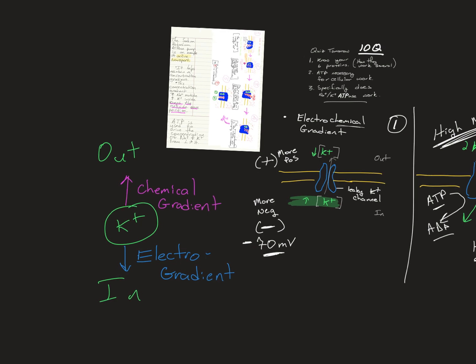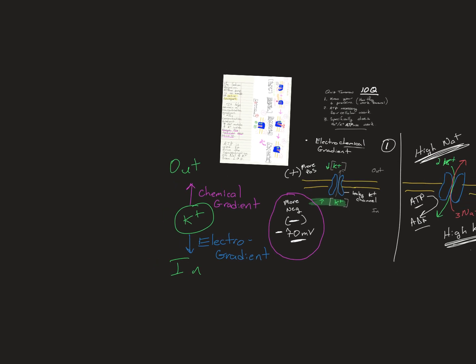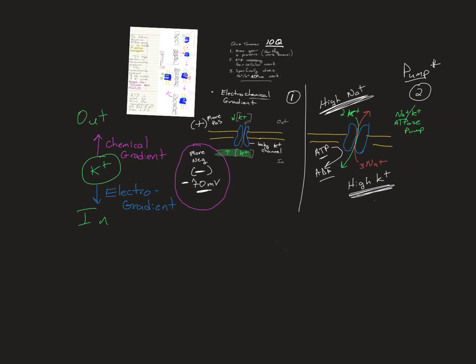So it's the equilibrium between that push and that pull, those two forces, that creates this balance. That balance being at negative 70 millivolts. That's the stable point. That's what we call the resting potential. The resting potential is negative 70.